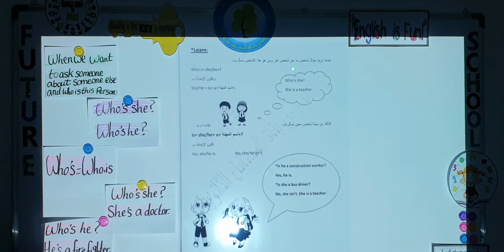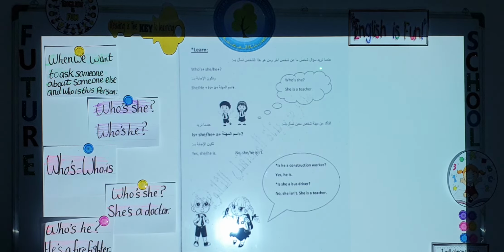To illustrate more, we will use some Arabic. Forgive us. We'll use a little Arabic so the students can understand the rule. When we want to ask about someone and who this person is, we ask with who's plus she or he. Of course, we all know that we use she for a girl or a woman, he for a boy or a man.